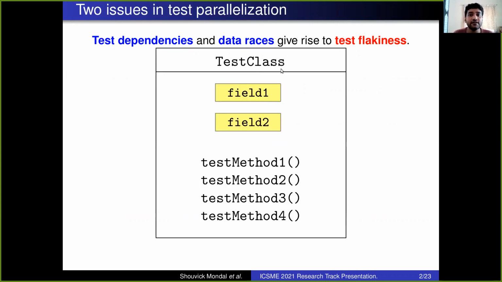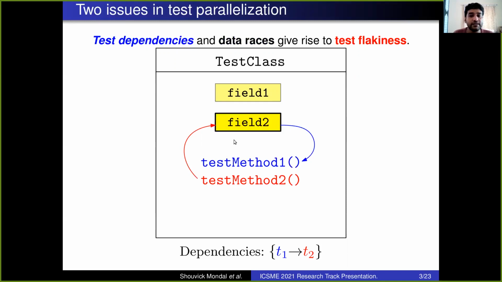So we have a test class, a Java class, and it consists of two fields, field 1 and field 2, and there are four test methods. For the first case of test dependency, we see that test method 1 is reading from field 2 and test method 2 is writing to that field. However, we want the read to take place after the write is complete. So there is a read-after-write dependency, and this is shown as the dependency T1 arrow T2. However, in parallelization, if these two test cases execute in parallel, this dependency might not be preserved. This gives rise to test flakiness, in which case either test case 1 or test case 2 fails.